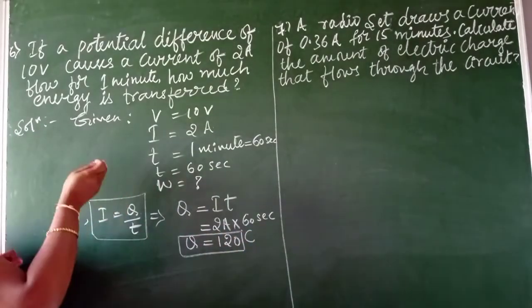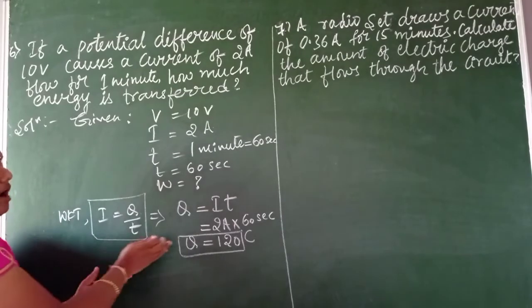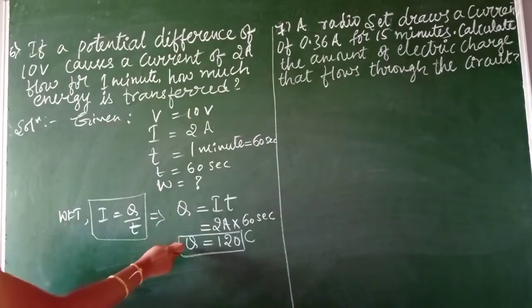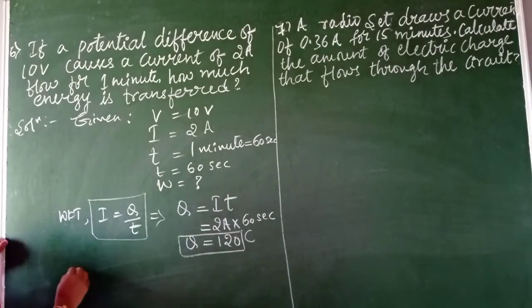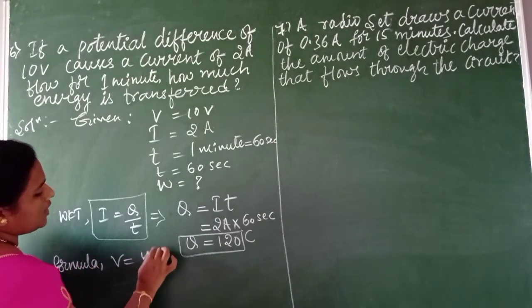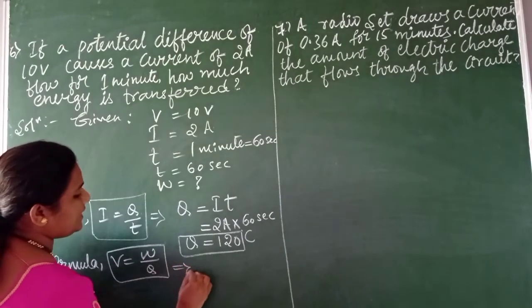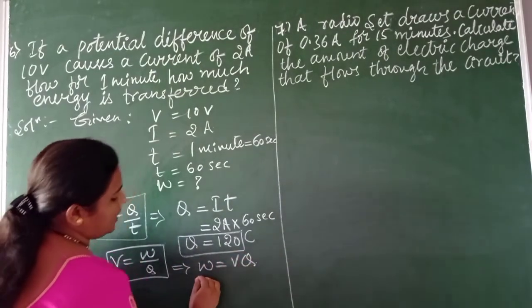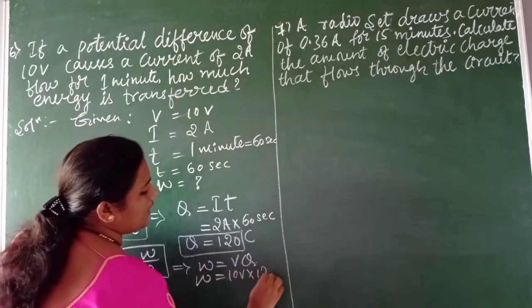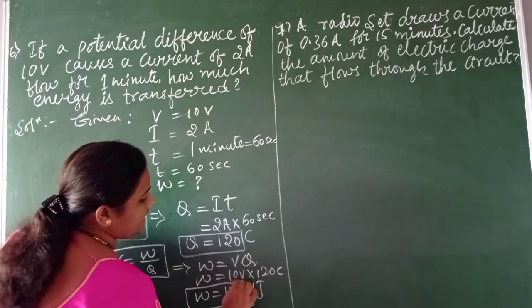Isn't it, children? Then, for this much amount of charge, how much energy is being spent? That is, how much work is being carried out here we need to calculate. So, what formula do we need to use now? V is there, Q is there. We want W. So, from the formula V is equal to work done divided by Q, substitute now. We want W, no? We can rewrite this: W is nothing but V into Q. What is the V value? 10 volts into Q is 120 C. So, W is equal to 1200 joules is the energy spent.